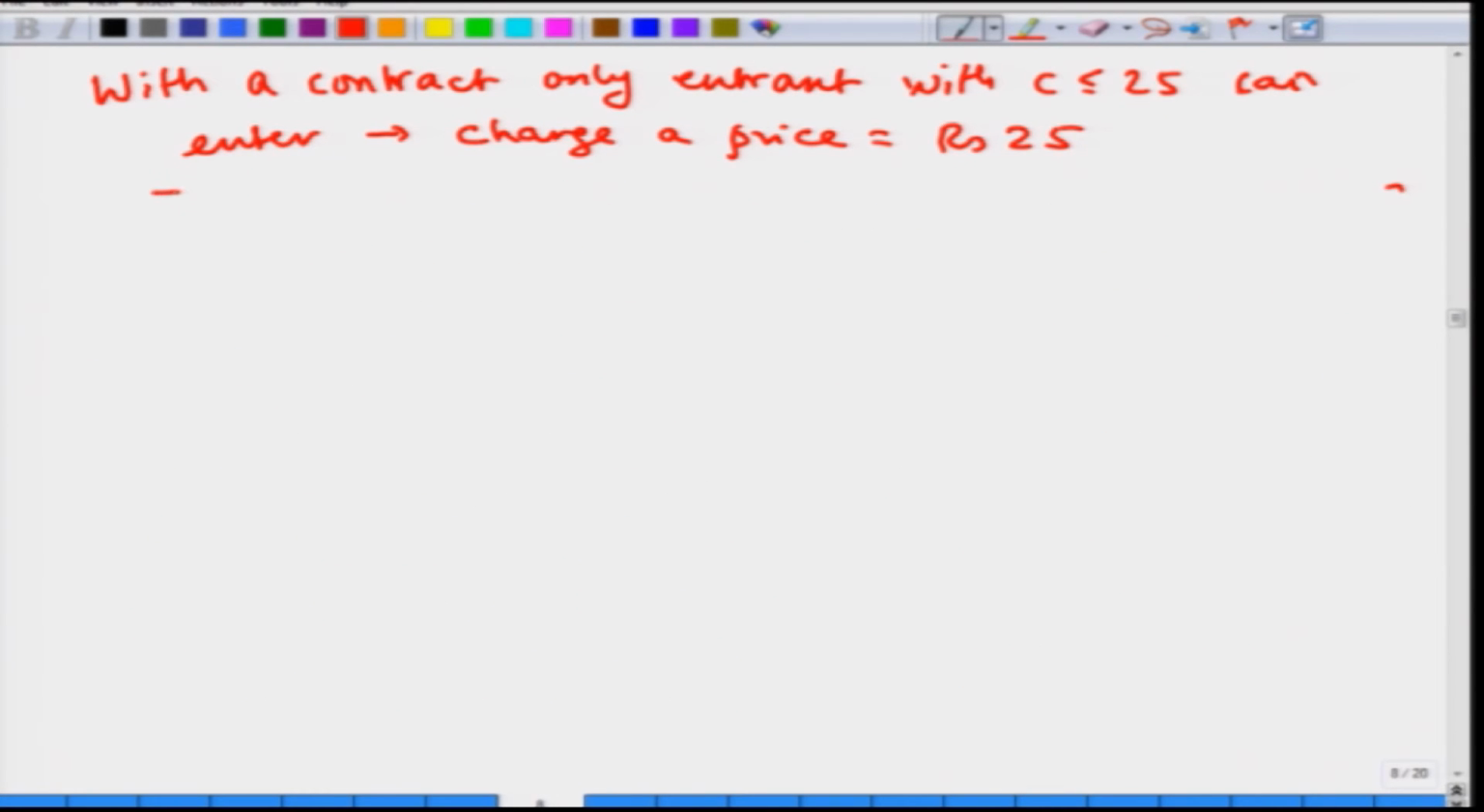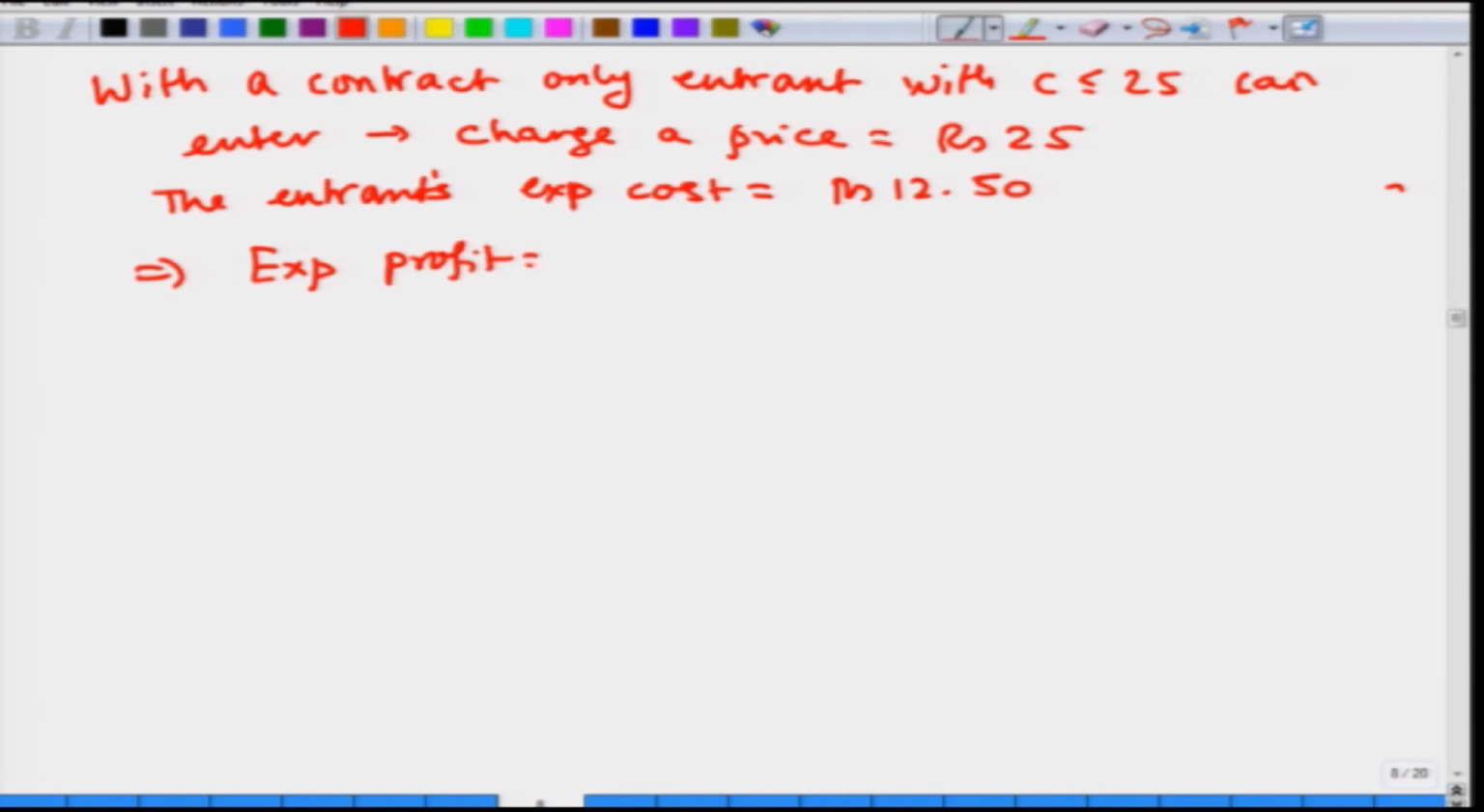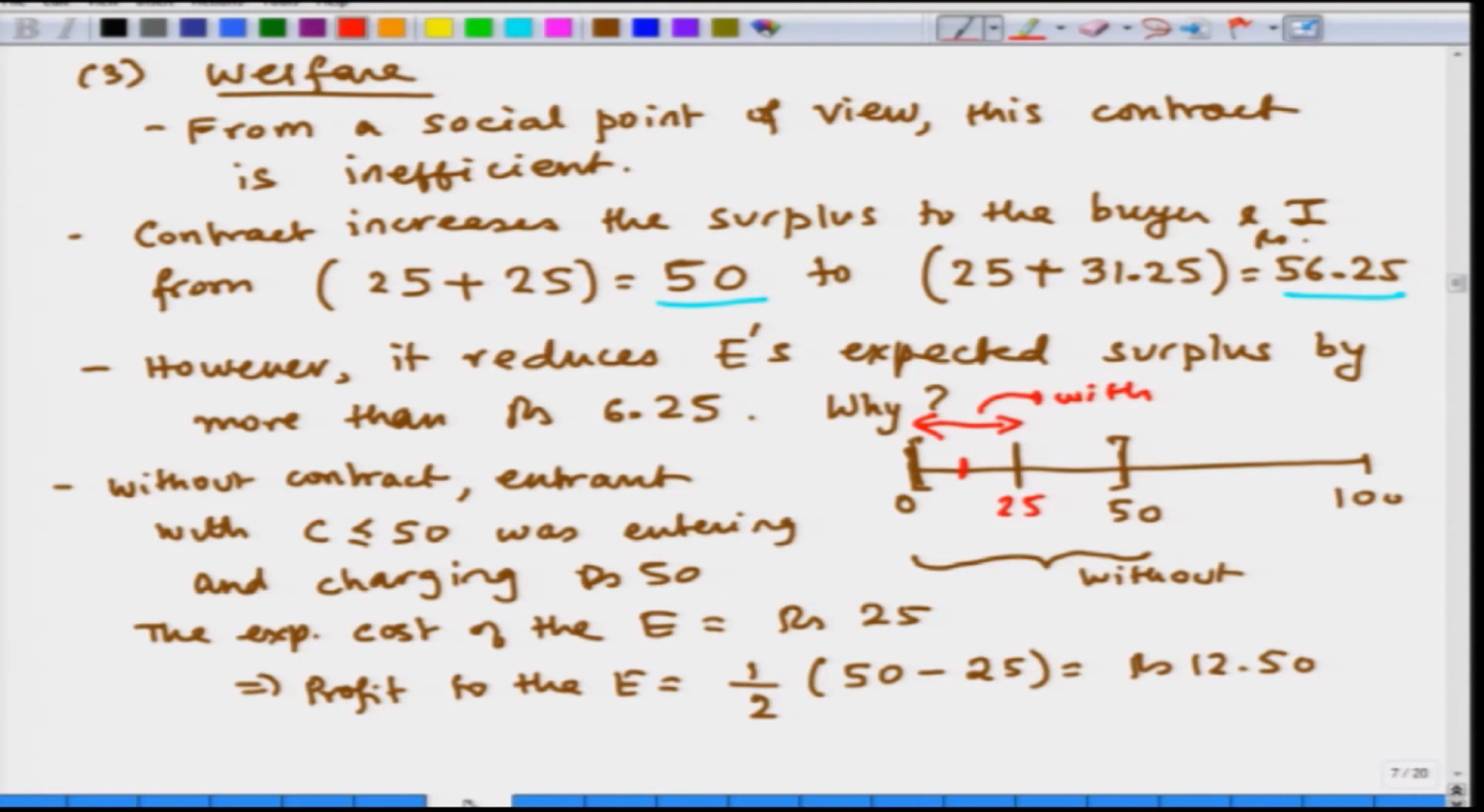So, the entrant's average or expected cost would be rupees 12.5, which means the expected profit of the entrant is now... the probability of entry is only 1/4, the entrant charges 25, has an expected cost of 12.5, and this turns out to be rupees 3.125, right. So, with the contract the entrant's expected profit is 3.125, without the contract the entrant's expected profit was 12.5.